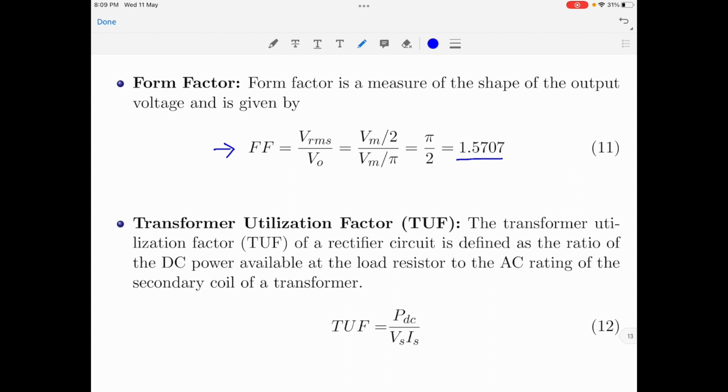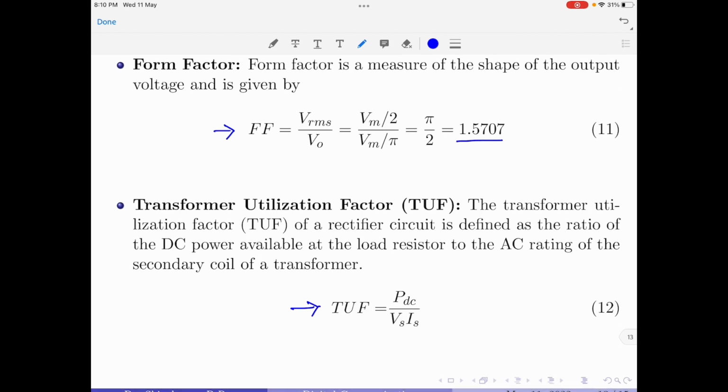And the last parameter I will be considering here is the transformer utilization factor. The transformer utilization factor, TUF, of a rectifier circuit is defined as the ratio of the DC power available at the load resistor to the AC rating of the secondary coil of the transformer. So TUF is given by PDC divided by Vs into Is. Right. That is about the mathematical analysis of the half wave rectifier.